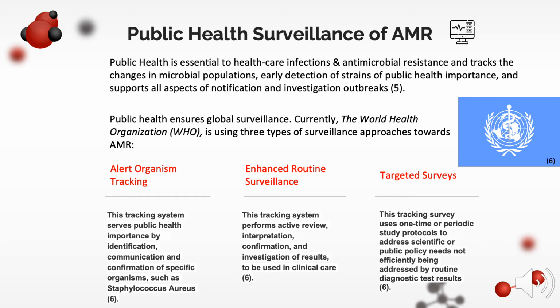Public health surveillance is essential to healthcare infections and antimicrobial resistance because it tracks the changes in microbial populations, allows early detection of strains, and handles notifications and investigation of outbreaks. For example, WHO has global surveillance such as the alert organism tracking, enhanced routine surveillance, and targeted surveys.